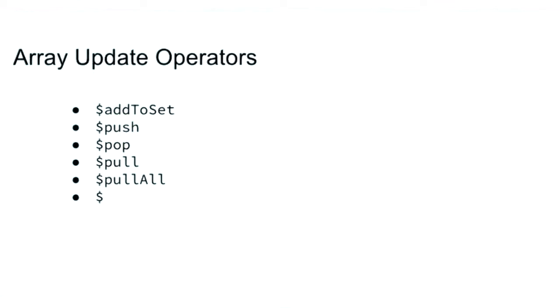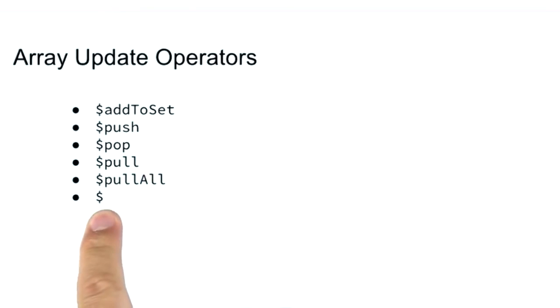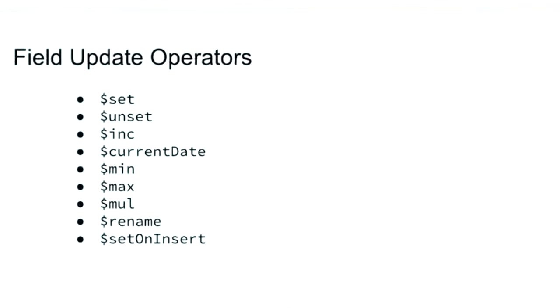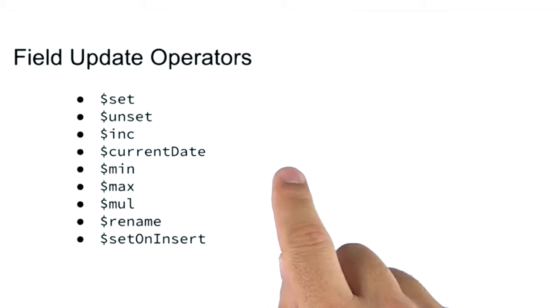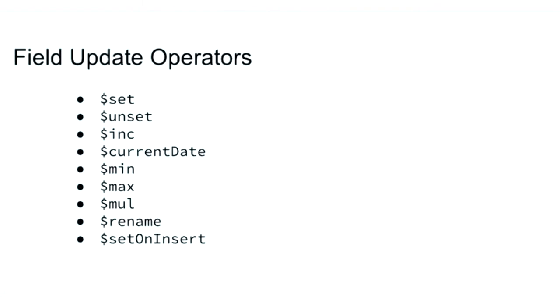In terms of update operators, there are two kinds. We have array update operators, where we have add to set, push, pop, pull, pull all, and even the $position operator. But we also have field update operators, where you can set, unset, inc, current date, min, max, mul, rename, and set on insert, and a bunch of other new operators that we'll certainly be adding to this update functionality. The important thing to realize here is that update operators enable us to make changes on existing documents in MongoDB without the need for application-side logic.